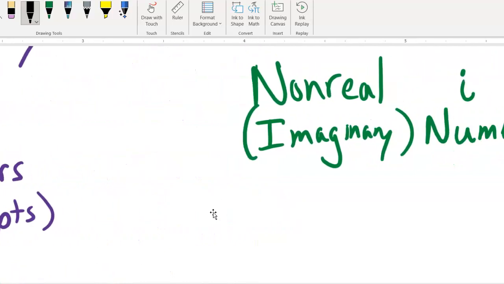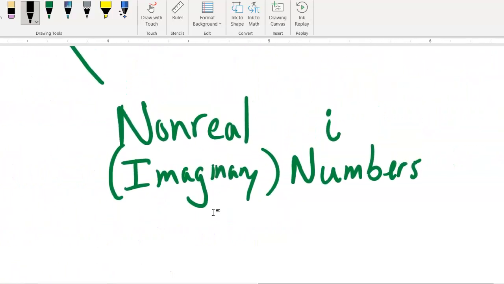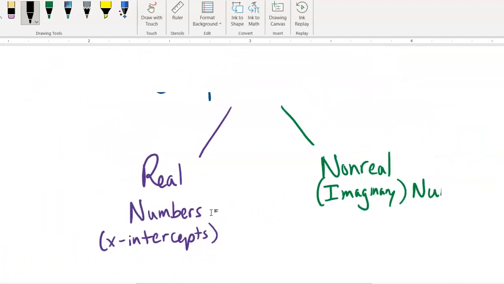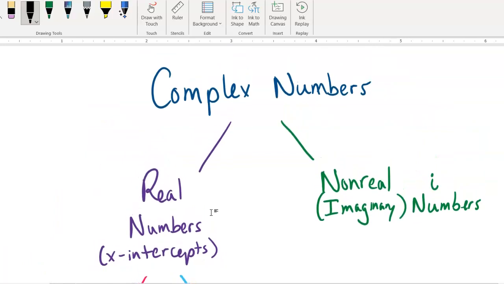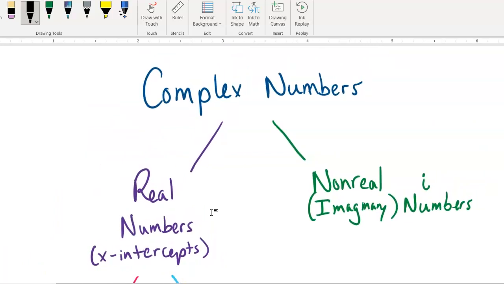But what's our other category? We've talked about non-real numbers this year so far. Those would be our imaginary numbers. So if we were to zoom out a little bit here, we would see these first two categories in our family tree of complex numbers. Complex numbers, again, is a broad category. Any number that you could graph on the x-axis would be considered a real number, and a non-real number does not show up on the x-axis because those are imaginary numbers.